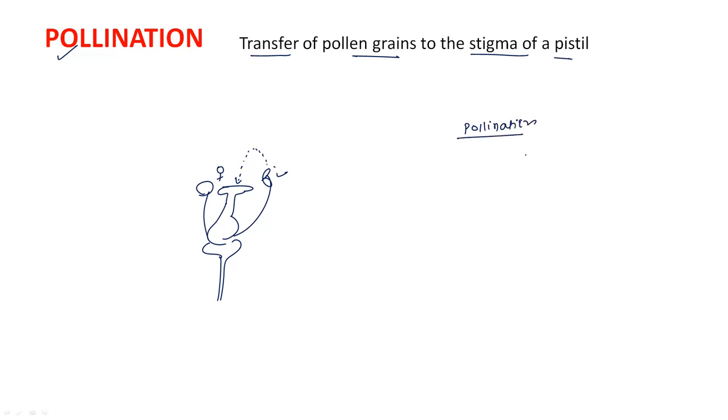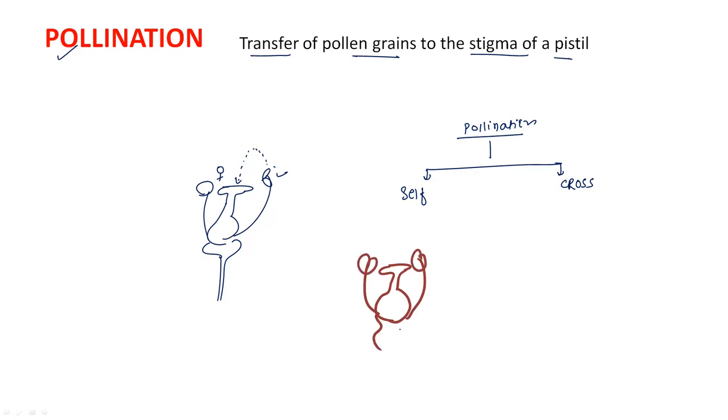Basically we have two kinds of pollination: self pollination, and the second one is cross pollination. Self, from the word, it is clear that the pollination is going to happen on its own. What do I mean by this? If the flower is like this, a flower which has both the male part and the female part in it.